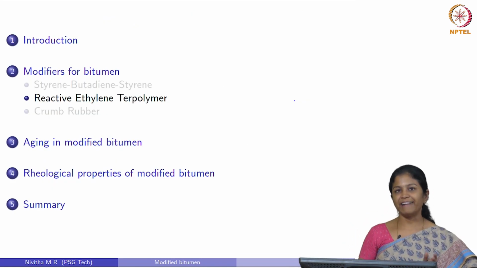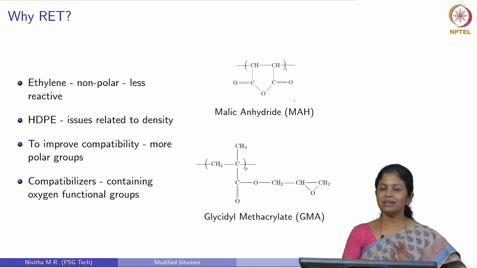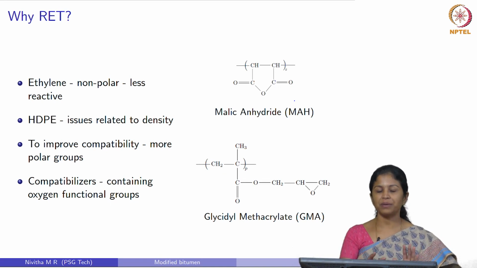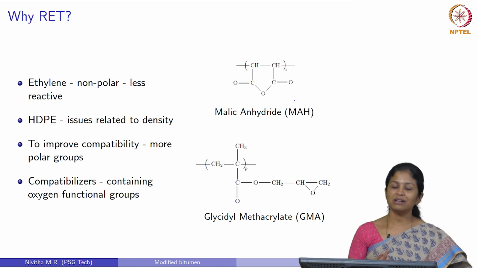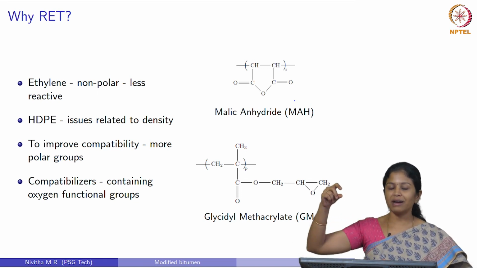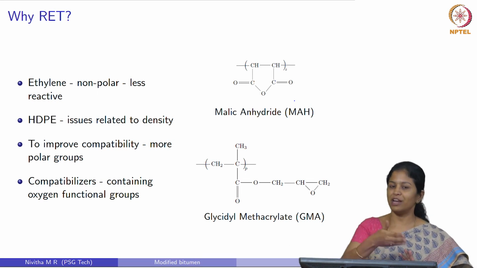Now, we are going to see another class of modifiers which are called reactive ethylene terpolymer. So, now I will go through it. Ethylene is one of the commonly used plastomers, right. When we have elastomers, we have referred to SBS. When we come to the plastomers, ethylene is one of the commonly used plastomers. But ethylene as such cannot be used for bitumen modification, right. The reason is ethylene is non-polar. When we defined the desired properties of a modifier, we listed that there should be some polarity in the modifier. So, this ethylene is non-polar and so it will not react with bitumen in any of these manners.